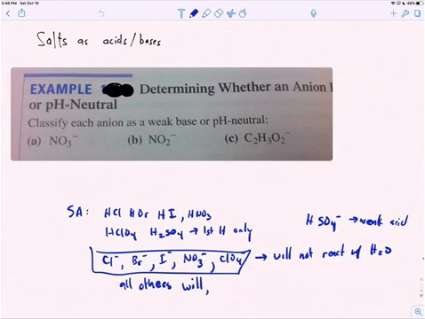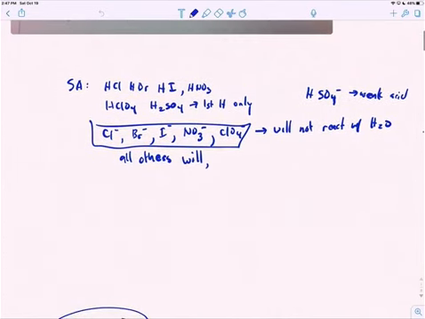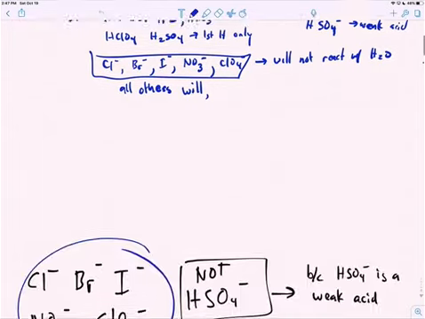Okay, so moving on. Now we're talking about salts as cations and anions. Classify each anion as a weak base or pH neutral. When I think about these, the strong acids are hydrochloric, hydrobromic, hydriodic, nitric, perchloric, and sulfuric acid, the first acid only. That means that chloride, bromide, iodide, nitrate, and perchlorate will not react with water. All others will. And HSO4 minus is actually a weak acid, so keep that in mind.